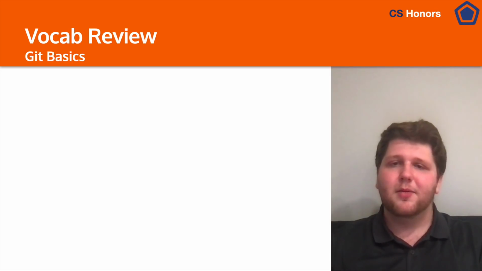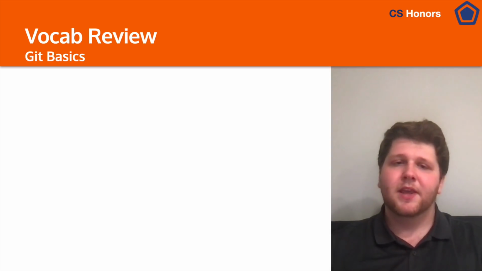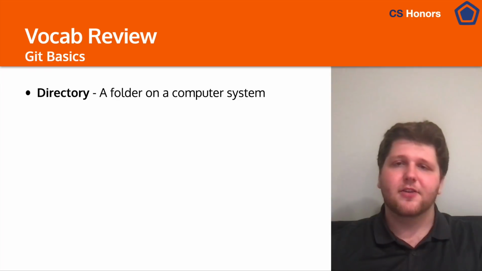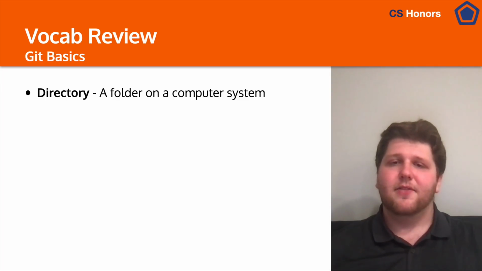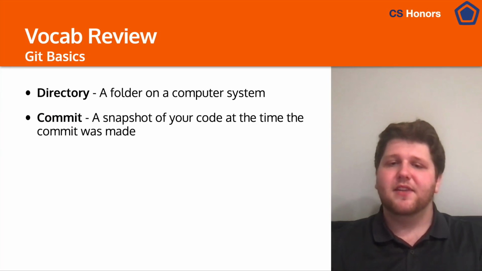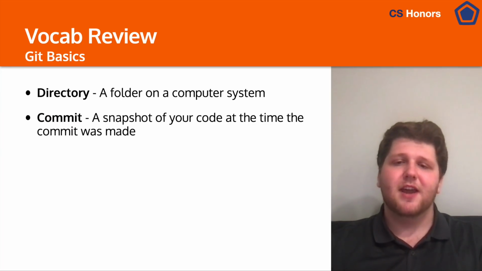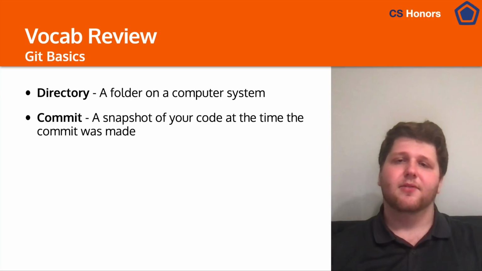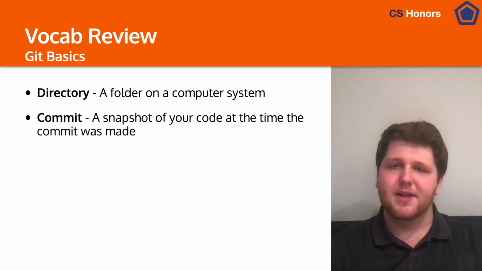So let's do a quick little bit of vocab review before we show how to do this in a real computer. So we have a directory, which, as I mentioned, is a folder on your computer system, right? So just think of a folder, that is a directory, right? They're interchangeable, they're synonyms. Then you have a commit, which is a snapshot of your code at the time that commit was made, right? So when you say, hey, I want a snapshot, you're making a commit, right?